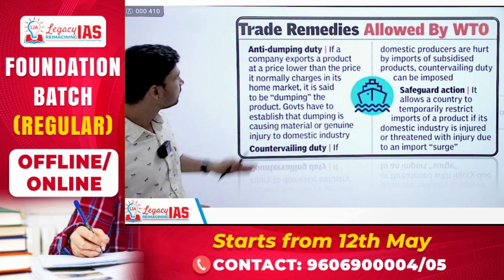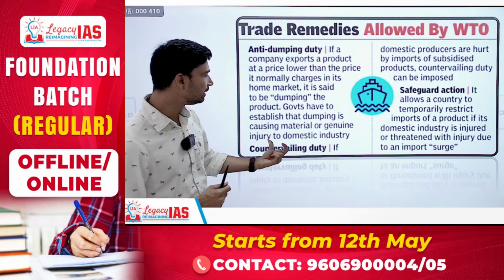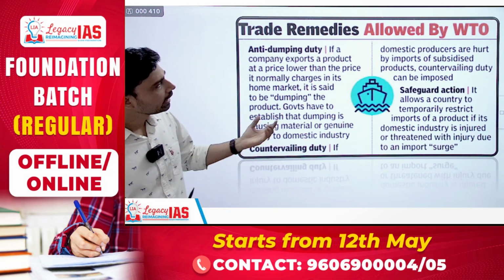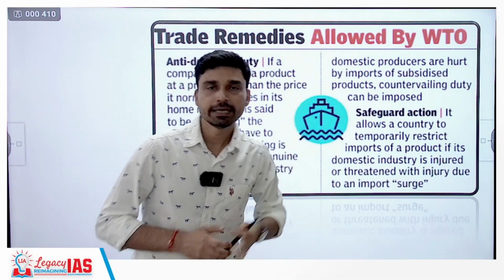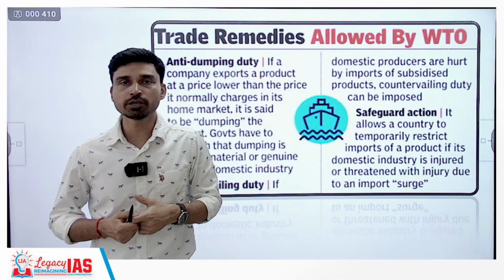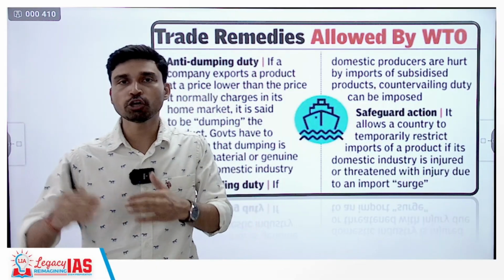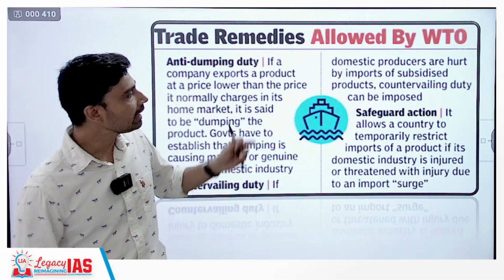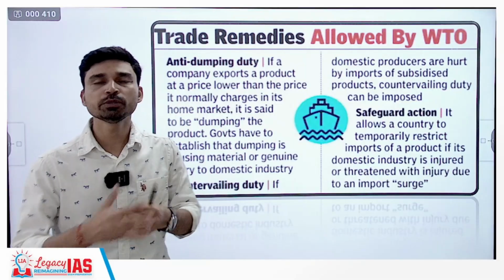Now, apart from the anti-dumping duty, WTO also has made a provision for CVD, that is a countervailing duty, if domestic producers are hurt by import of subsidized products. For example, in China, suppose a product is being manufactured at a cheaper cost. Why? Because the government is subsidizing the production of that particular product. In that case also CVD, that is a countervailing duty, can be imposed to save the domestic producer of India, let us say.